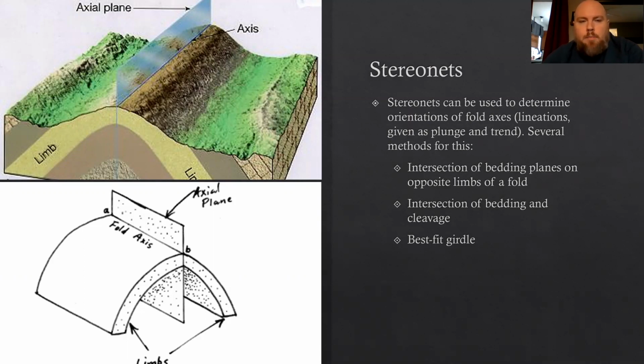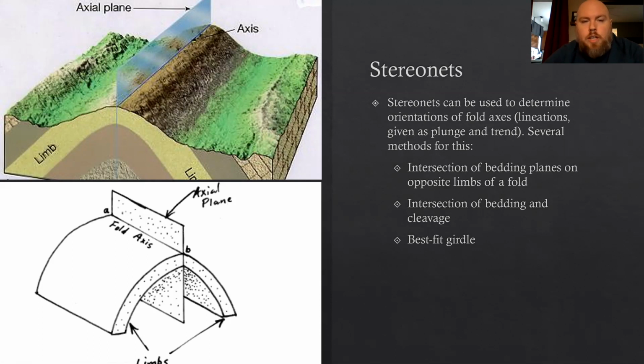You can do this by finding the intersection of bedding planes on opposite limbs of a fold, right? So you could plot on a stereonet the limbs on the east side and the west side of this fold. Where those two planes intersect, or the average of those two planes intersect, you would have the fold axis.